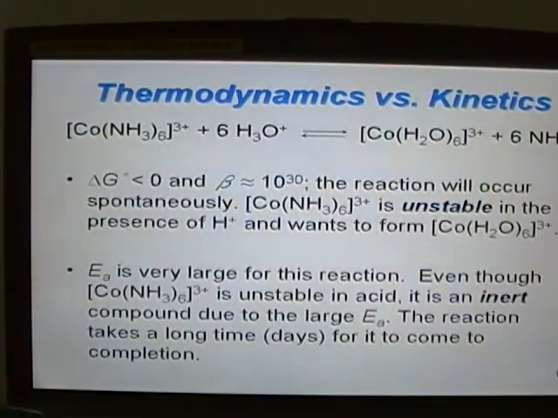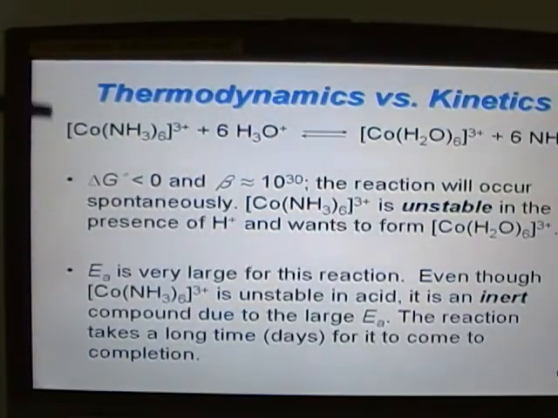A little more on thermodynamics versus kinetics. Let's look at the following reaction that we've looked at a little bit, we looked at a similar one earlier. Co(NH3)6 3+ reacts with acid, 6 H3O+, to give Co(H2O)6 3+ plus 6 NH4+.